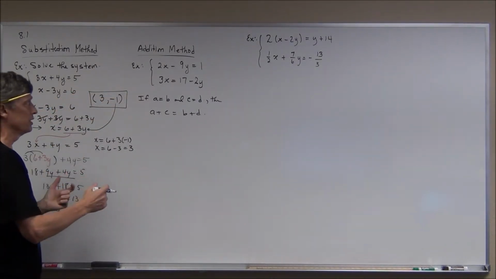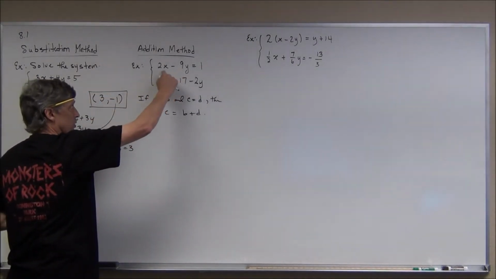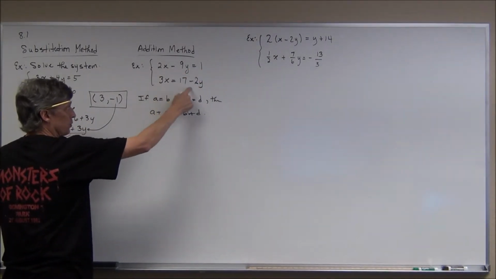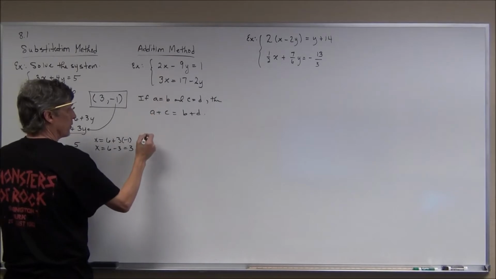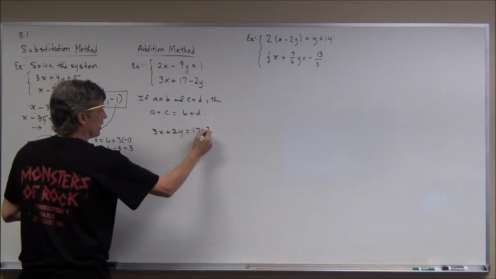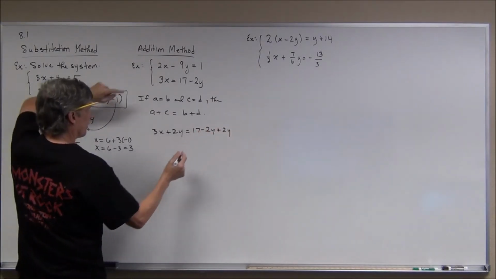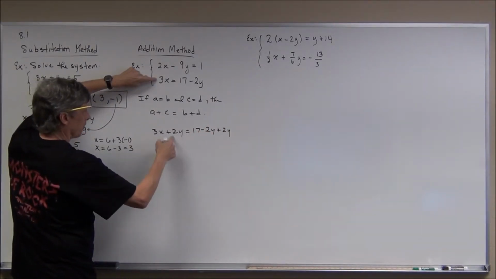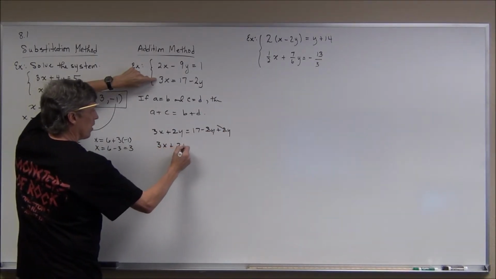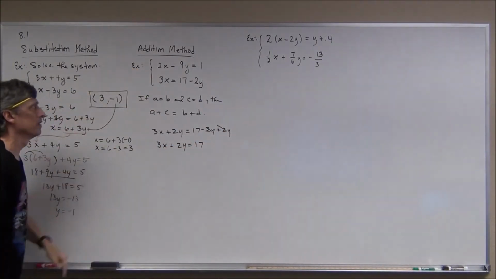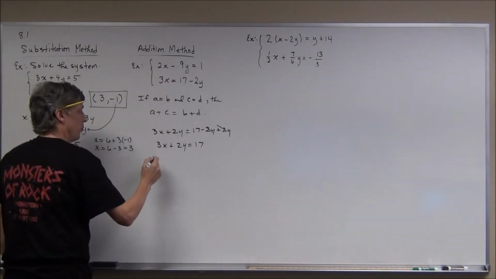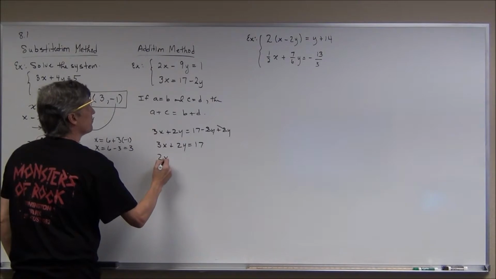The x's and the y's on the same side. Now this one already has the x's and the y's on the same side, constant on the right. I'm going to have to rewrite this one a little bit by adding 2y. So I'm going to have 3x plus 2y equals 17 minus 2y plus 2y. I took this equation and I added 2y to both sides. That gives me 3x plus 2y is equal to 17. Now, I take the other equation, I'm going to put it right underneath it.